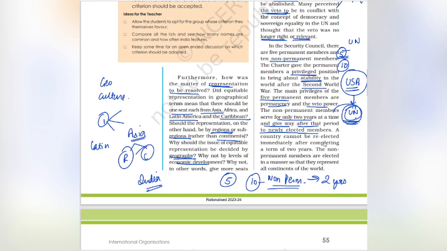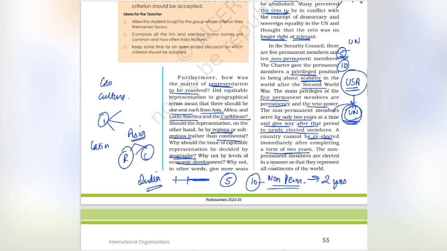Can a country be re-elected or not? So the answer is no. If a country has already served as a non-permanent member in the Security Council, then it cannot be re-elected immediately after completing a term of 2 years. मतलब after a gap of 2 years the country can be re-elected, but immediately, for example, you have just completed your tenure of 2 years, you cannot be re-elected immediately. You have to wait for the next 2 years.